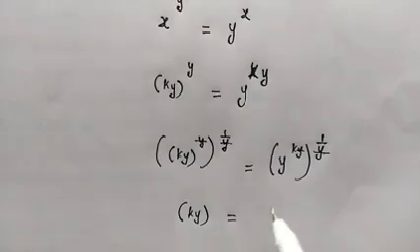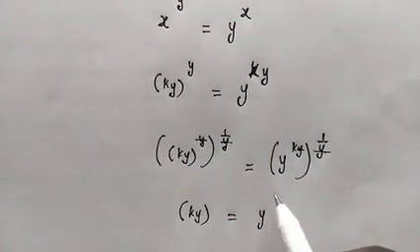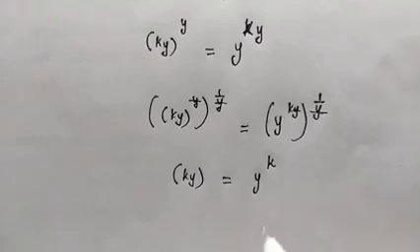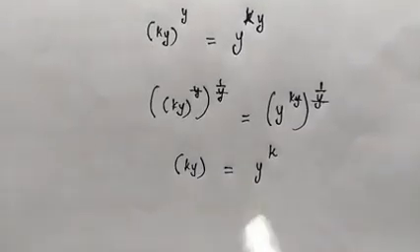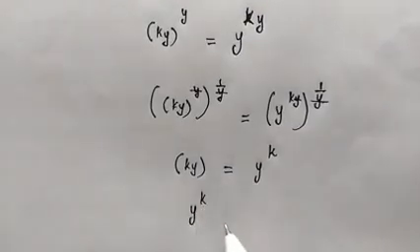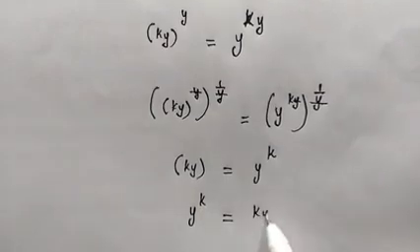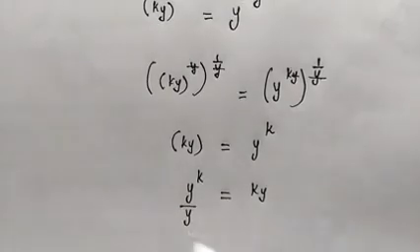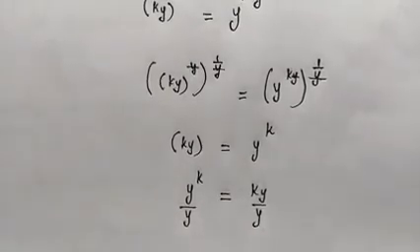This is equal to, on this side, y raised to the power of k. Okay, cool. Now what are we going to do next? Let's rewrite this equation as y to the power of k is equal to k times y. Now let us divide both sides by y. So divide the left hand side by y and divide the right hand side by y.